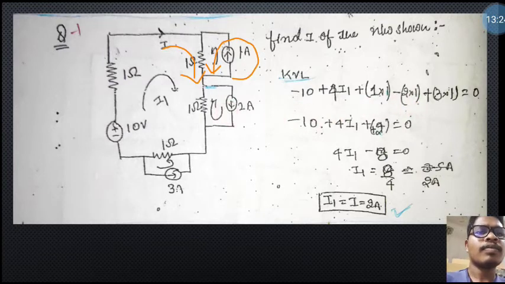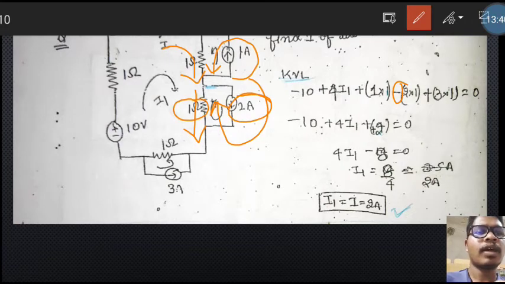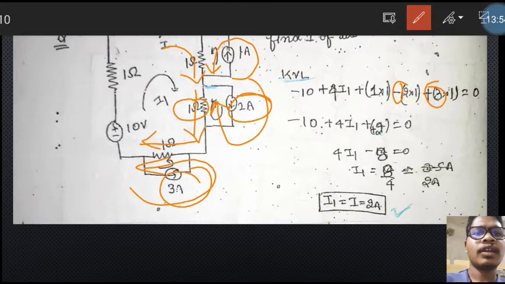So 1 into 1 is 1, minus of 2 into 1. How? Because of this current, this is flowing like this, so this current will be like this, and our main current will be flowing like this. So it is the opposite direction, that's why we are taking minus here. So minus of 2 into 1 ohm resistance. And here this is flowing like this, and our main current is flowing like this, so both current directions are the same, that's why we are taking positive here. And 3 into 1, so 3 into 1 is 3.